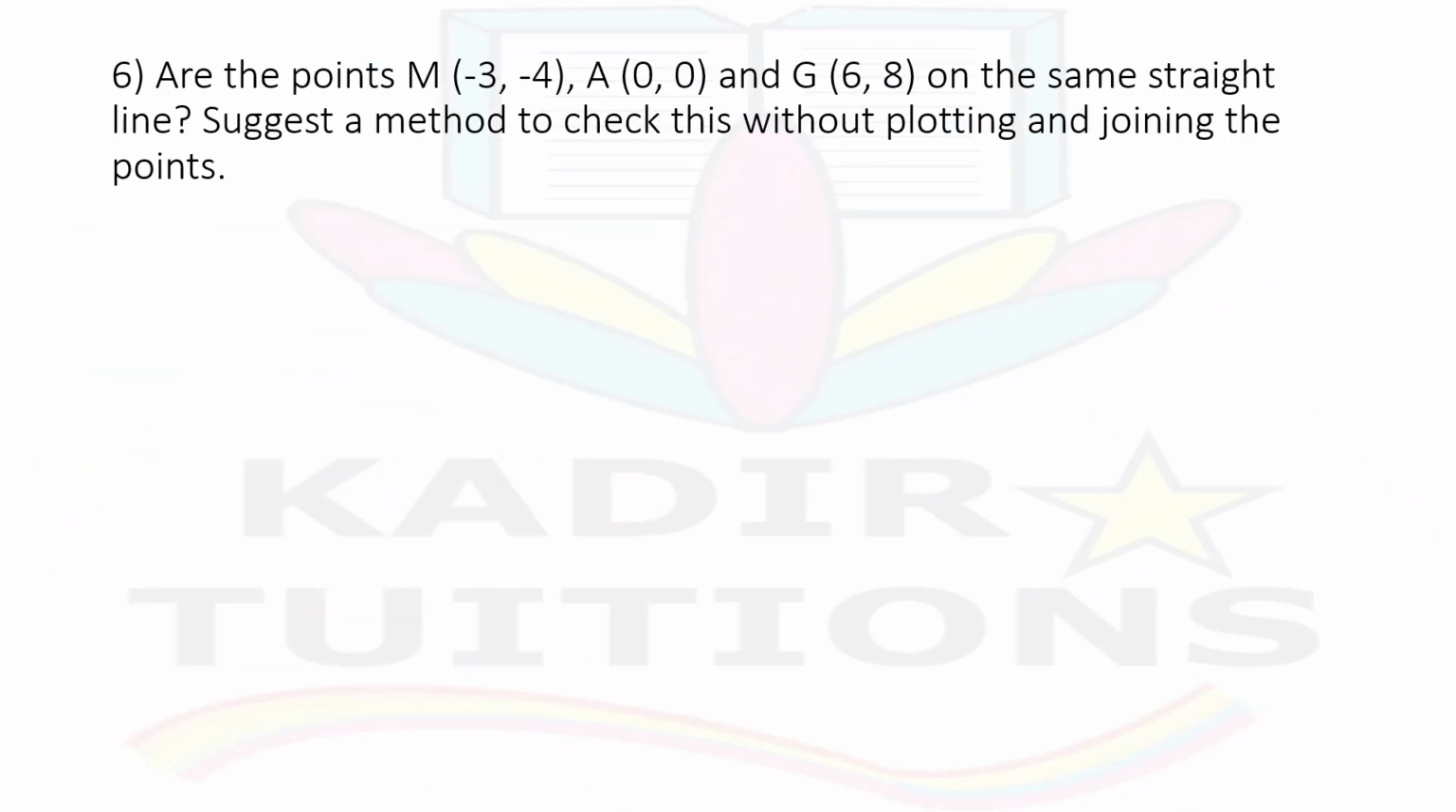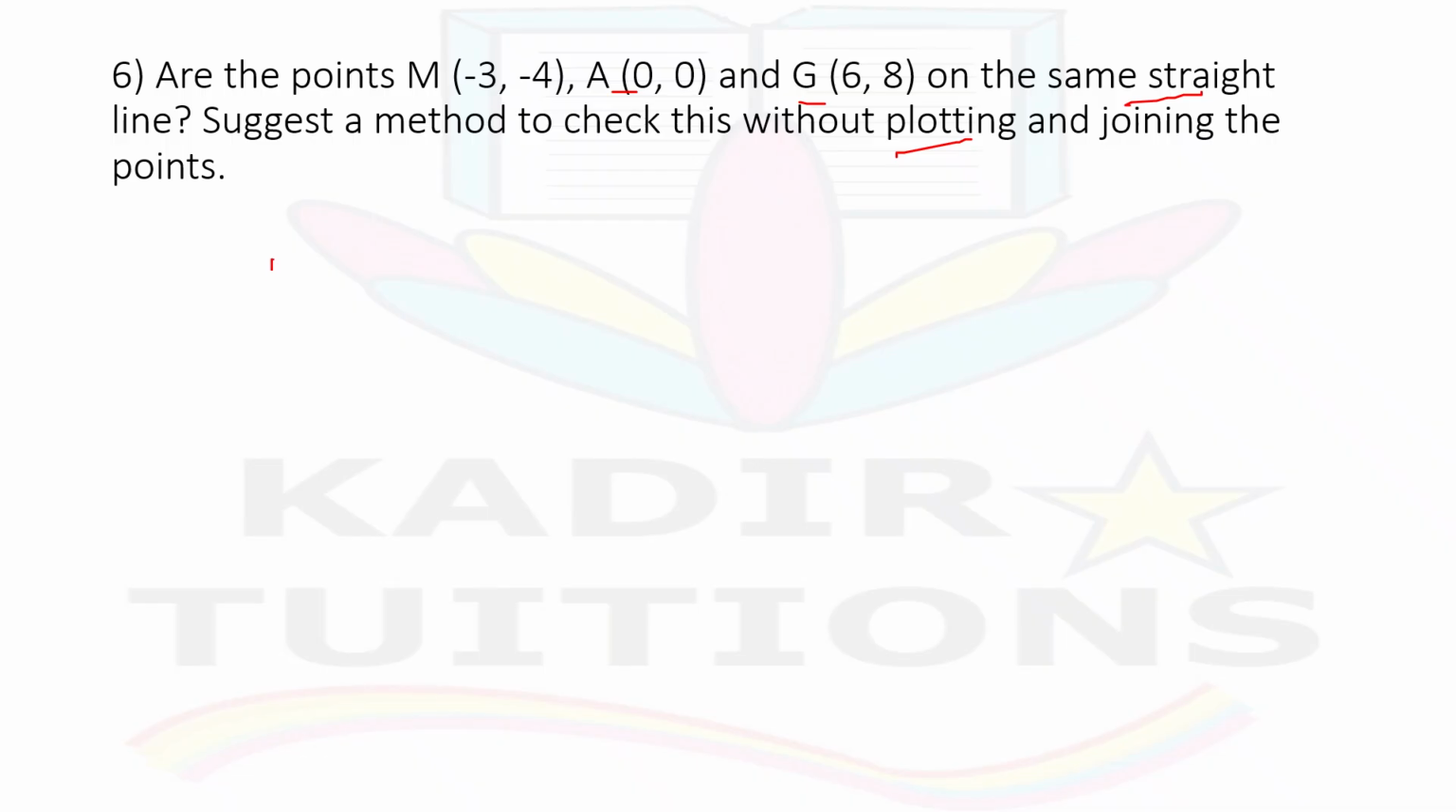And the next question is, are the points M, A as well as G on a straight line? They have given the coordinates for all 3 points. We have to check whether these 3 points are lying in a straight line or not. Suggest a method to check this without plotting and joining the points. Usually, if we plot the coordinates on a Cartesian plane and it is possible to draw a straight line, then yes, we can make a straight line. Otherwise we cannot. But here they have suggested not to use plotting of points. Without that, you find it. So how can we find it? By using the distance formula.